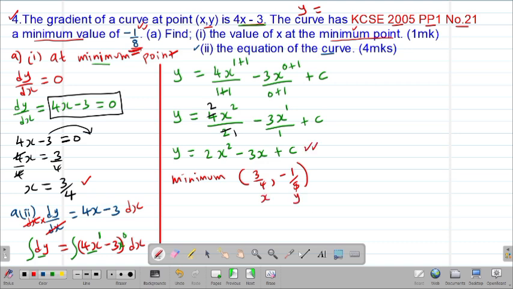So I'm going to substitute in this particular equation so that I get the value of c, which is actually our constant. So on substituting, this is what I'm going to get.